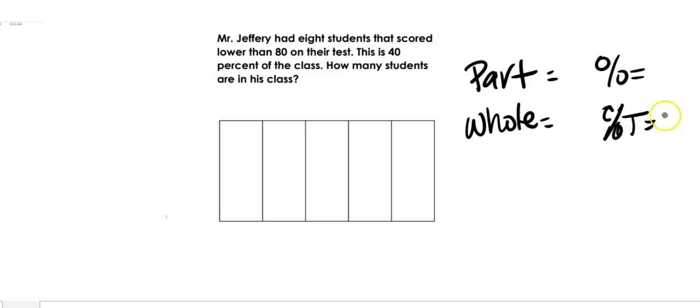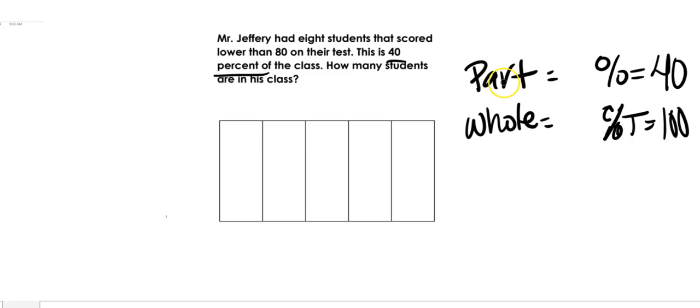All right, now our percent total is always going to be 100 because percents are always out of 100, okay? Now next, we need to find if there's a percent in the problem. So if you look, it says this is 40%. So we do have a percent, it's 40.